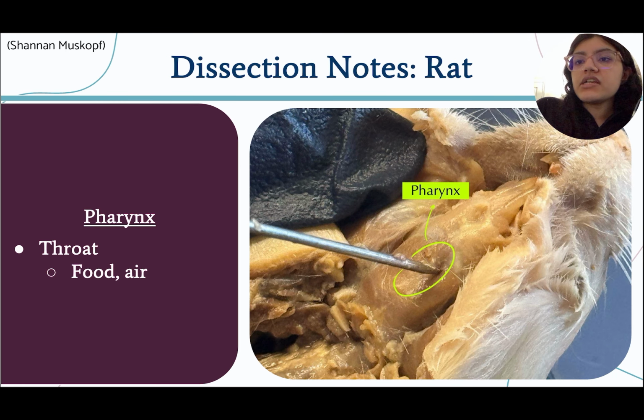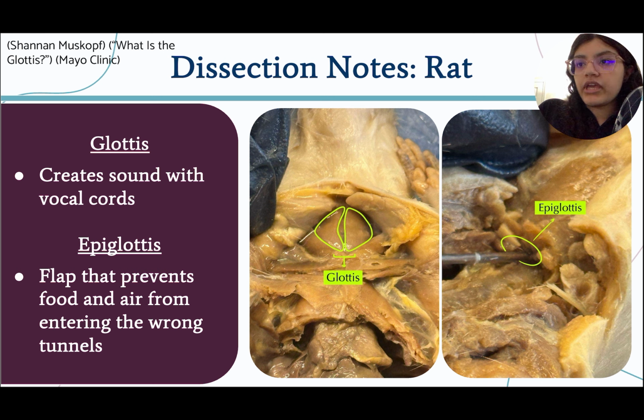Next is the pharynx, which is essentially just the throat in the rat, and this is where food and air pass through. And in this image, we annotated a more superficial area. This isn't where the pharynx actually is, it's underneath. However, the group couldn't get the jaw to open because of how strong the muscles are in the rat. But we have provided a diagram later on to explain where it is more precisely.